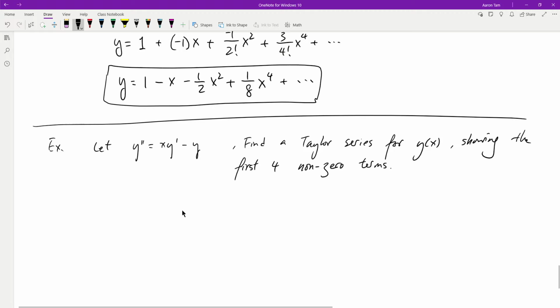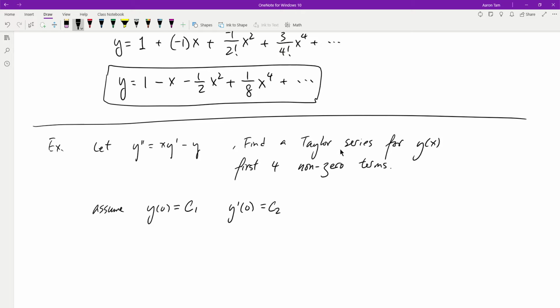Okay, so this one didn't have any initial condition to begin with, but because it's a second order differential equation, we can assume the following. We're going to assume that y of 0 gives some kind of constant value c1, and y prime at 0 would give some kind of constant value c2. Oh, I'm sorry. Maybe I should write this. Find the Taylor series for y centered at x equal to 0. Show the first four non-zero terms of the series.